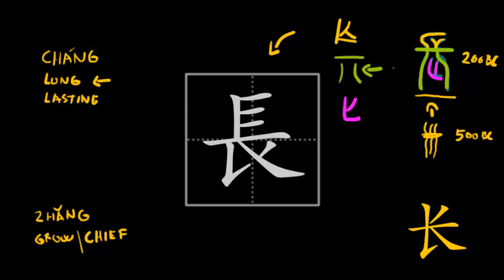So let me show you real fast how to write this character. So you start with this one. 1, 2, 3, 4, 5, 6. This is one stroke. 7 and 8. One more time. 1, 2, 3, 4, 5, 6, 7, and 8.